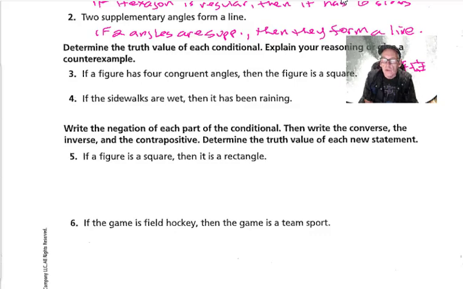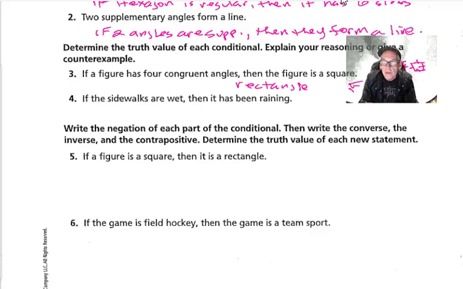So if a figure has 4 congruent angles, then the figure is a square. The square is true, but also what about a rectangle? It could be a rectangle and also have 4 congruent angles. That would be the counterexample. That would actually cause that to be a false statement.